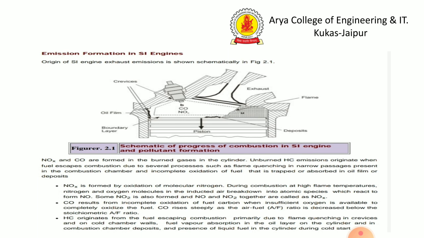CO results from incomplete oxidation of fuel carbon when insufficient oxygen is available to completely oxidize the fuel, and HC originates from fuel escaping combustion, primarily due to flame quenching in crevices and on cold combustion chamber walls, fuel vapor absorption in the oil layer on the cylinder and in combustion chamber deposits, and presence of liquid fuel in the cylinder during cold starting conditions.